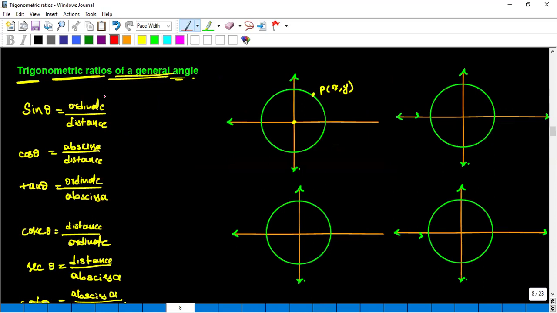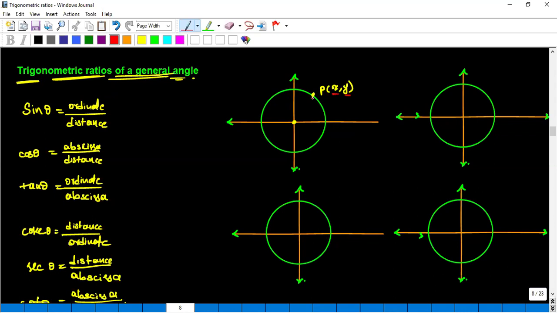Trigonometric ratios of general angles. Just see here, I am taking a point over here. The point is P of x comma y. X is abscissa, y is ordinate. Remember, x is abscissa, y is ordinate. Then we learned something in our grade 10, like sine theta is nothing but opposite to theta by hypotenuse. Yes, you listened to it correctly.